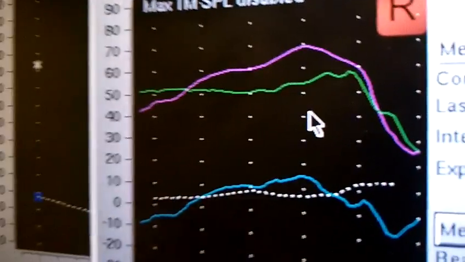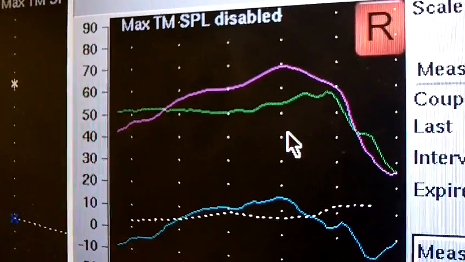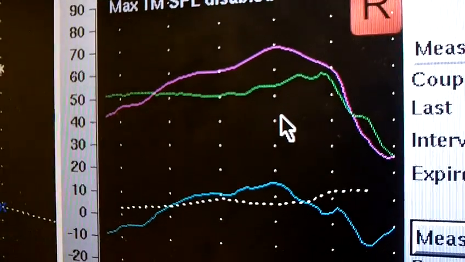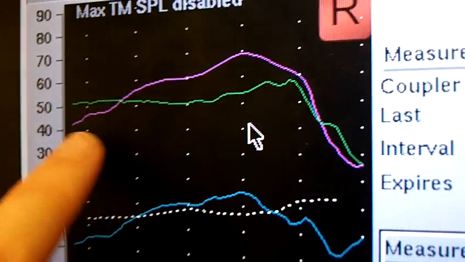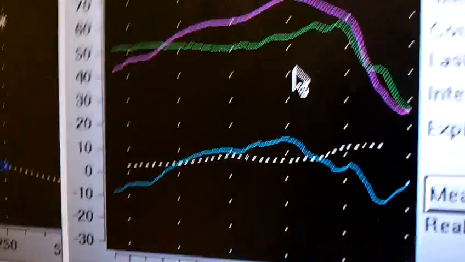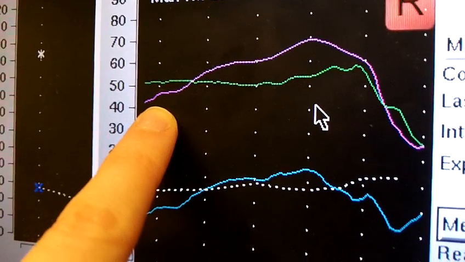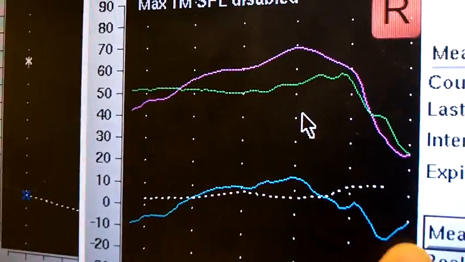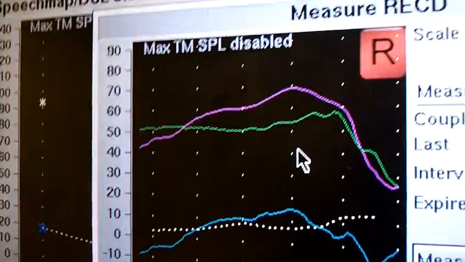So then, the dotted line down here is average real ear to coupler difference. So that is the average difference between the purple and the green line. The blue line is your patient's real ear to coupler difference. So your patient's difference between the purple line and the green line. So you can see down here at 250 hertz, the difference here is about -10. There's about 10 dB of difference between the purple line here and the green line here. And it does that across all of the frequencies. So this is a decent looking real ear to coupler difference.